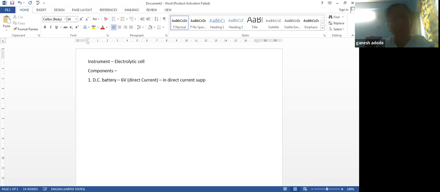Positive and negative terminals are fixed, while in AC current, the positive and negative terminals fluctuate. Once upon a time, the positive terminal is acting as positive, and in the next second it is acting as a negative terminal, right? Therefore, in this case we are using the DC current battery because we have to carry out the electrolysis.